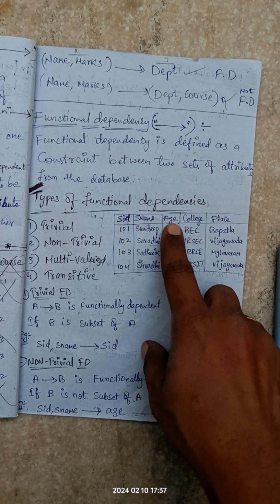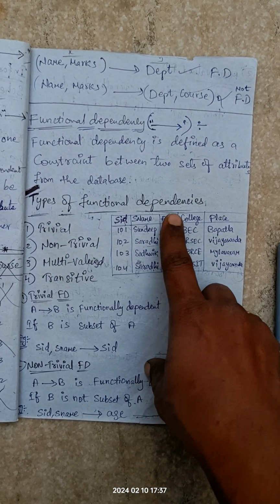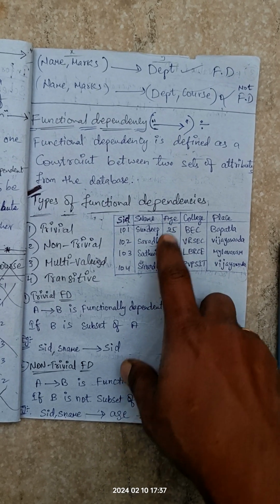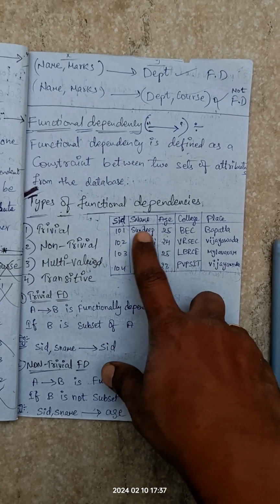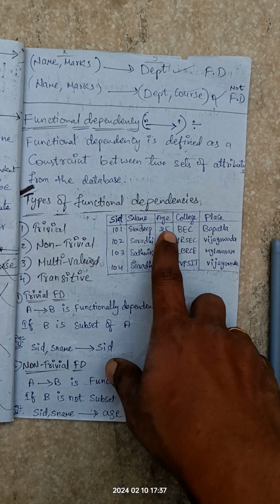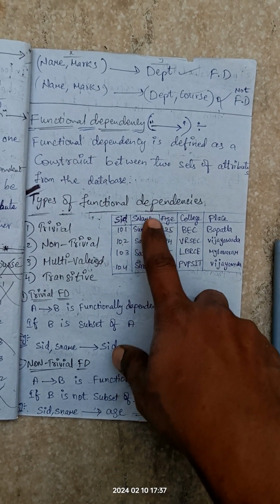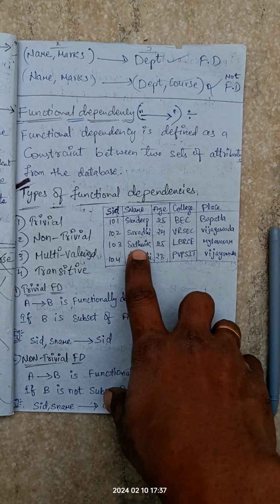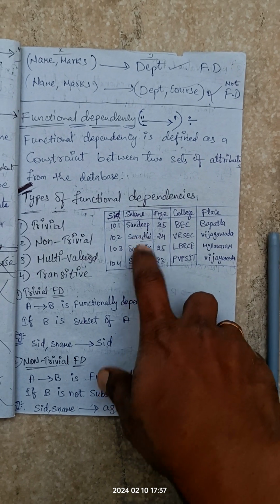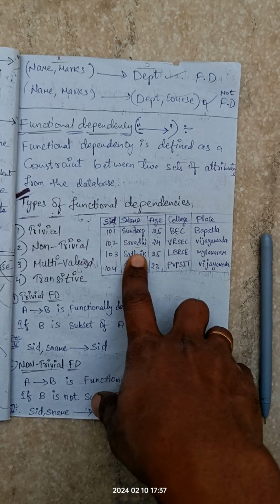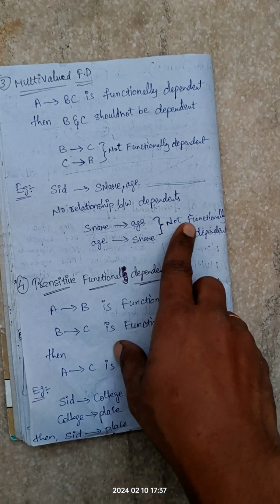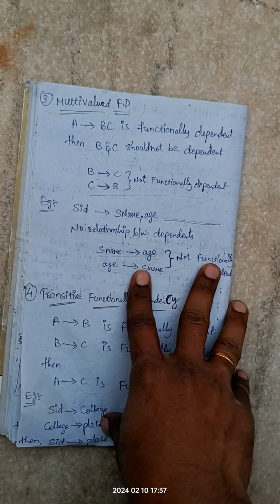For the same x values, you have to check whether any x values are the same: 25, 24, 25, 20. If you have the same x value, then you check the y value. For the same x value you have different y values, so these two are not functionally dependent. Suppose you have Sandeep here also, and for the same x values you have the same y values, then they are functionally dependent.